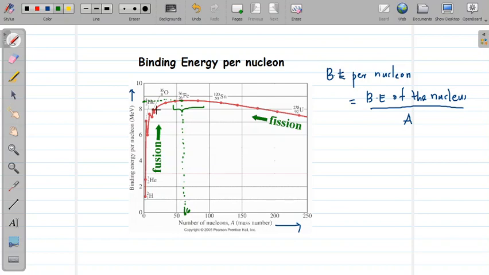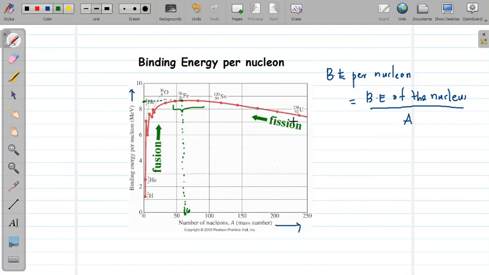So in the lower part and in the higher part, for lighter nuclei as well as heavier nuclei, the binding energy per nucleon is lesser. And in order to attain stability, the tendency is naturally to move to this intermediate part. So what will the lighter nuclei do? They will try to combine together and thereby increase their mass number, thus moving up through this curve, gaining more binding energy per nucleon.